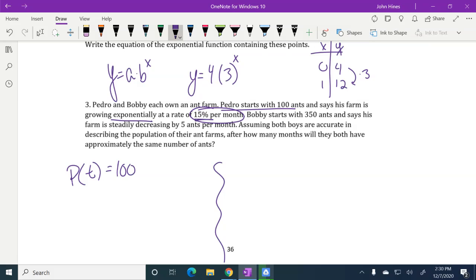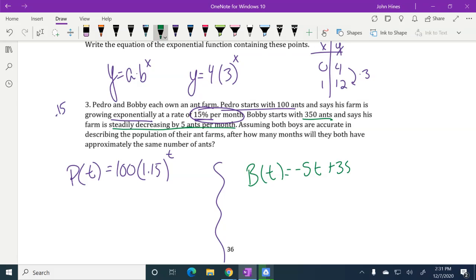So whenever I deal with a percentage, I turn it into a decimal, 0.15. And I never just use that decimal, I either do 1 plus or 1 minus for my multiplier. Since I'm growing, I'm going to do 1 plus. So 100 times 1.15 to the t. His friend Bobby starts with 350 ants and says his is steadily decreasing by 5 ants each month. So Bobby over here, Bobby seems linear to me. Start at 350, minus 5, minus 5, minus 5, minus 5. So my rate of change is minus 5, and I'm starting at 350.